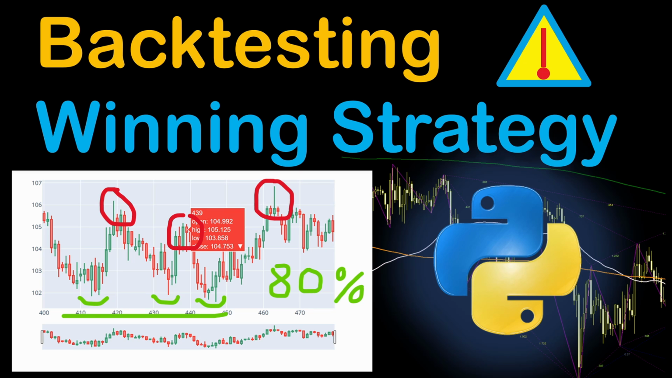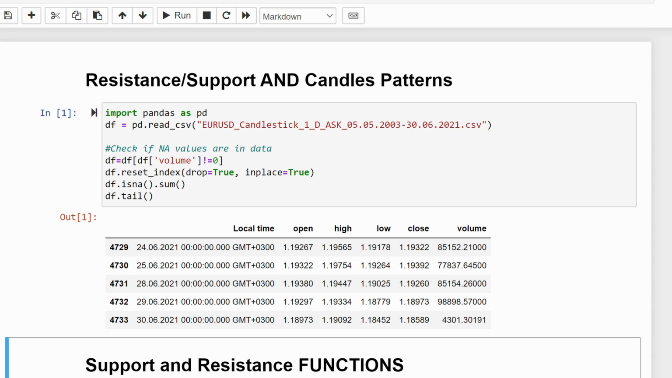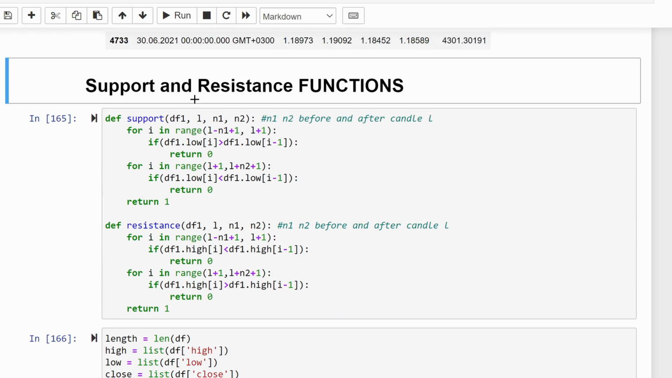Okay, so let's jump into it and see how much money our strategy would have made. For this example, I'm going to test a previous strategy. So I took exactly the file of the previous video on resistance and support automated detection and candle patterns detection. These are two indicators that are combined together that we are going to use in this video. So I'll skip the parts that were explained previously. This is where we are loading the data and cleaning the data. Then we have the support and resistance detection functions.